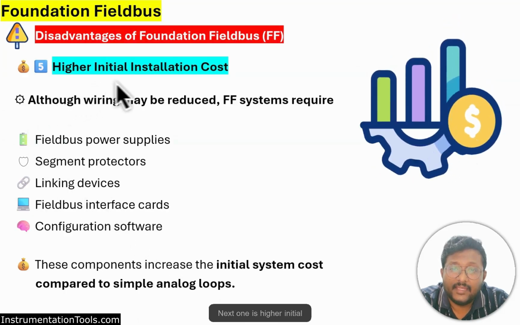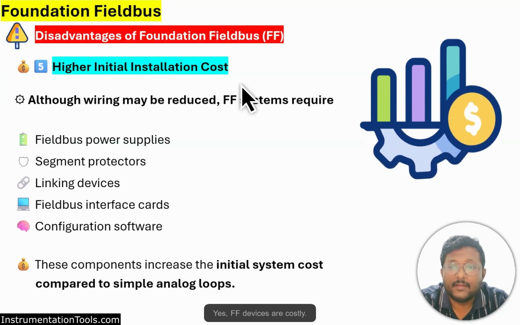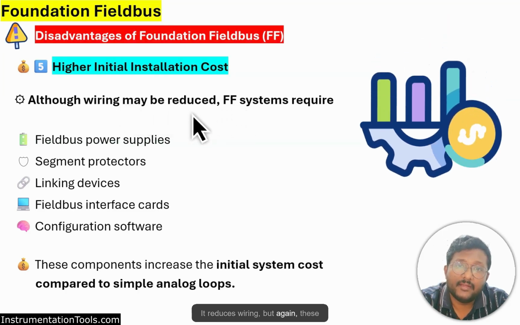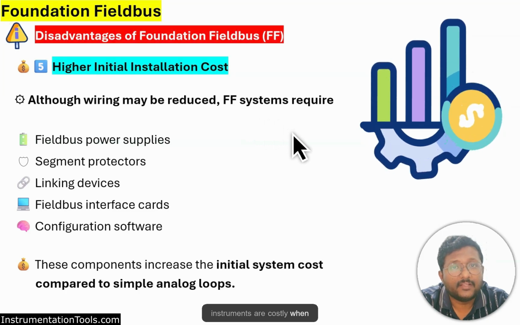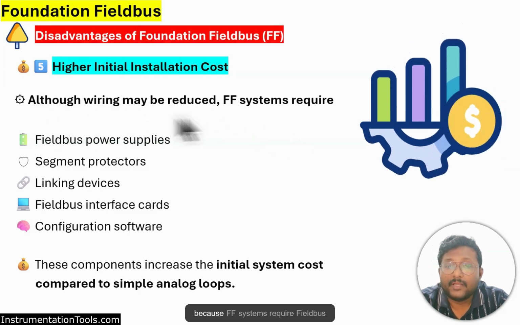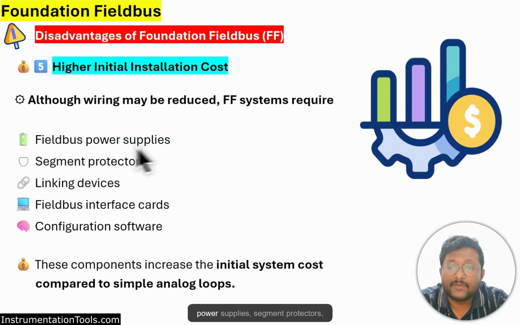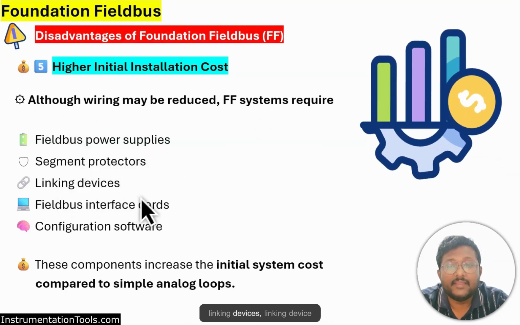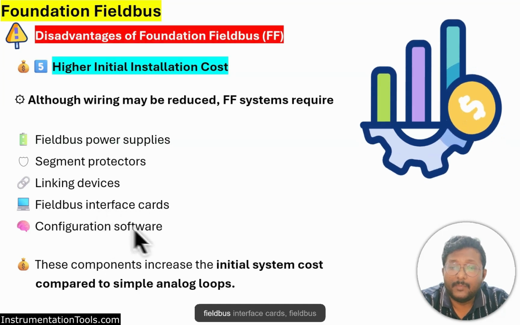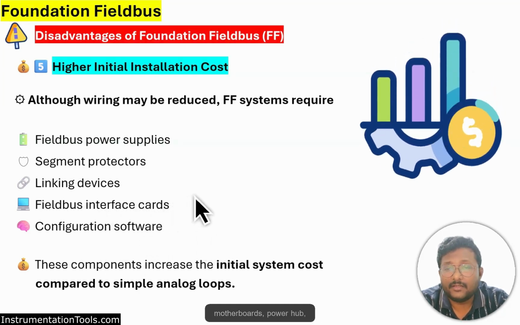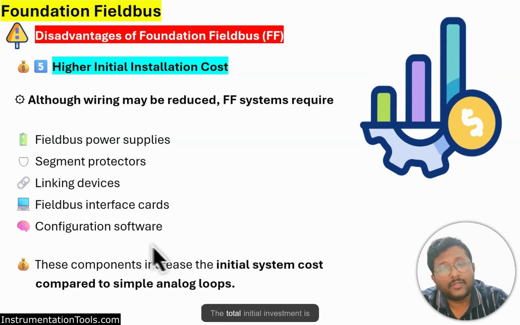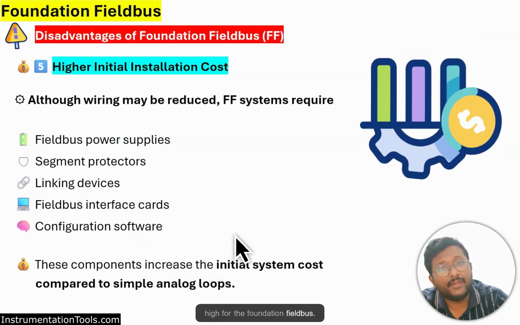Next one is higher initial installation cost. Yes, FF devices are costly. It reduces wiring, but again, these instruments are costly when compared to hard-wired 4 to 20 milliamp instruments because FF systems require fieldbus power supplies, segment protectors, linking devices. Linking device is nothing but your fieldbus modules, fieldbus interface cards, fieldbus motherboards, right? Power hub, configuration software, license, etc. The total initial investment is high for the Foundation Fieldbus.